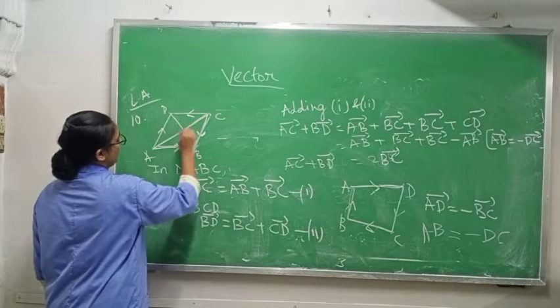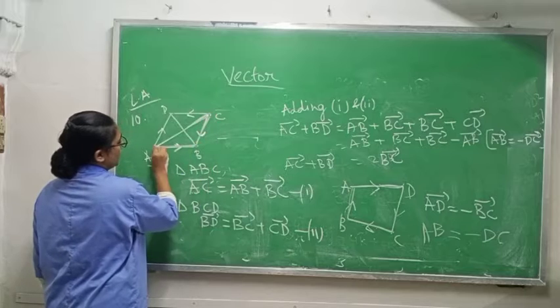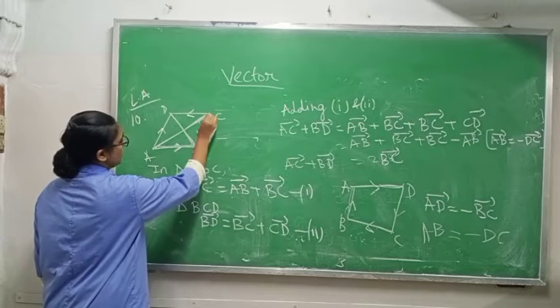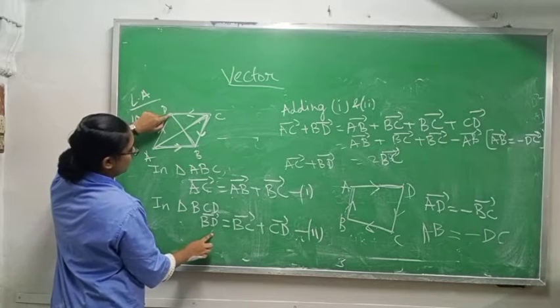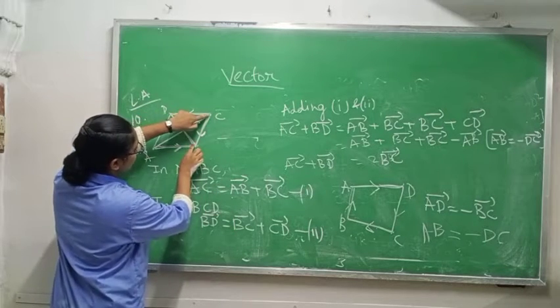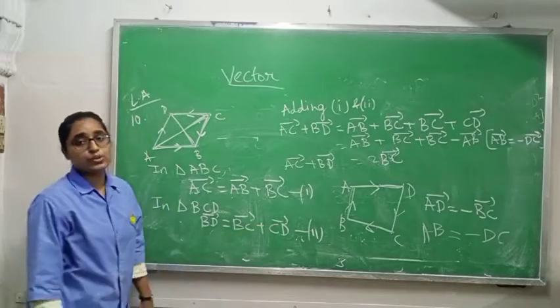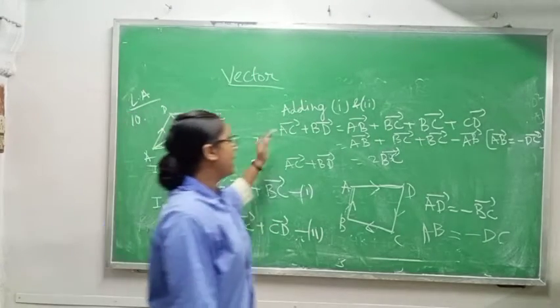BCD, the adjacent one. First I have taken ABC, then I am taking BCD. In BCD also BD is the diagonal. So BD vector equals BC vector plus CD vector, equation 2. Okay. Now adding 1 and 2.